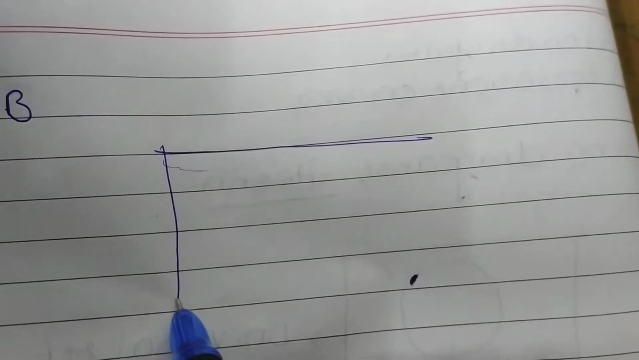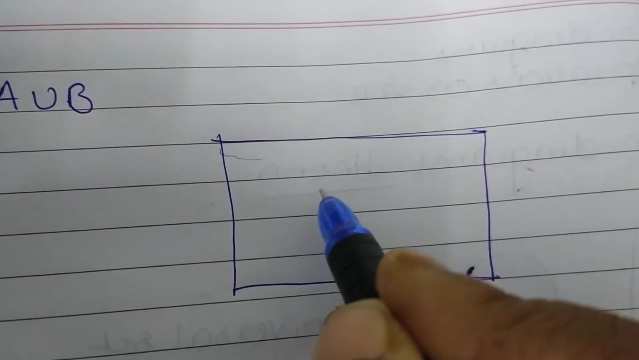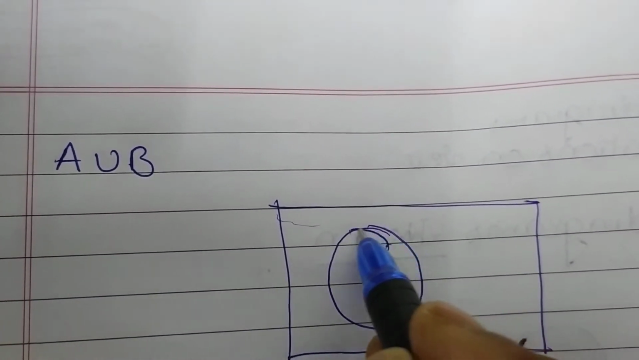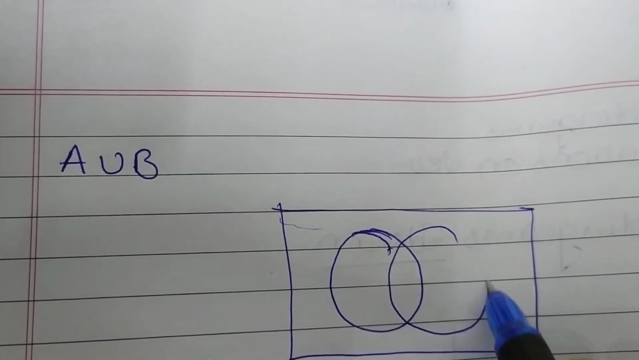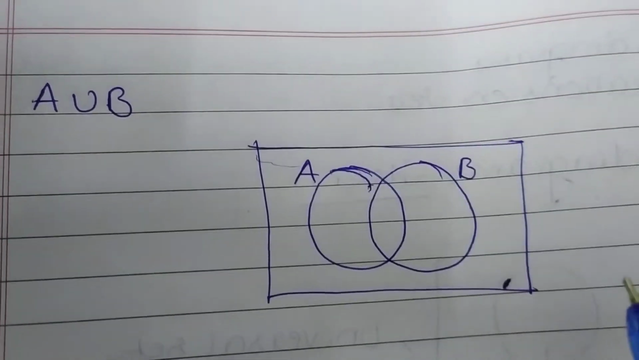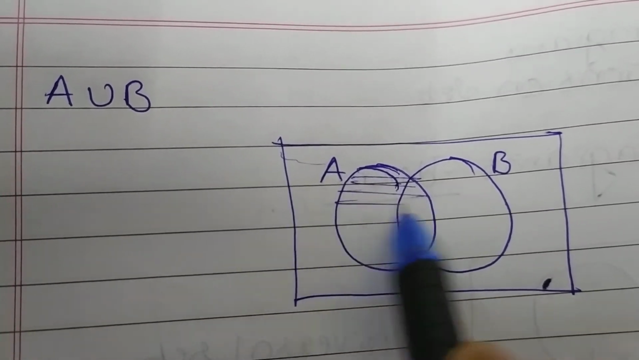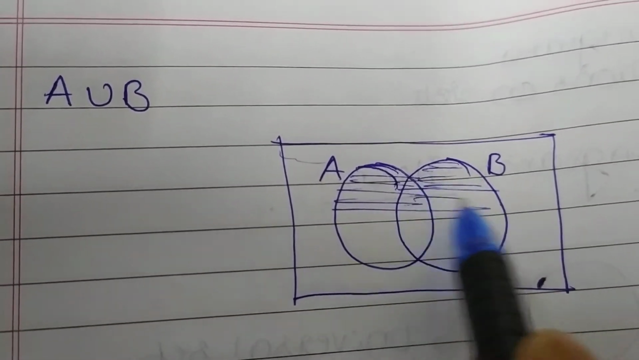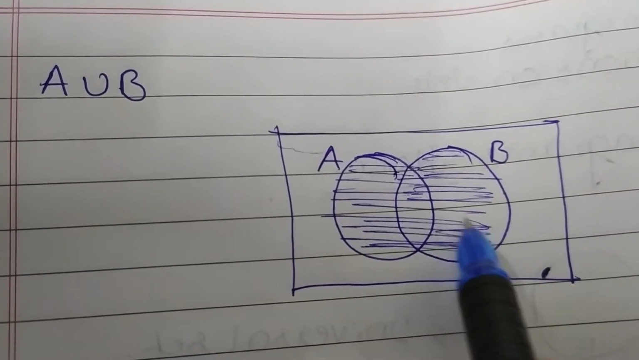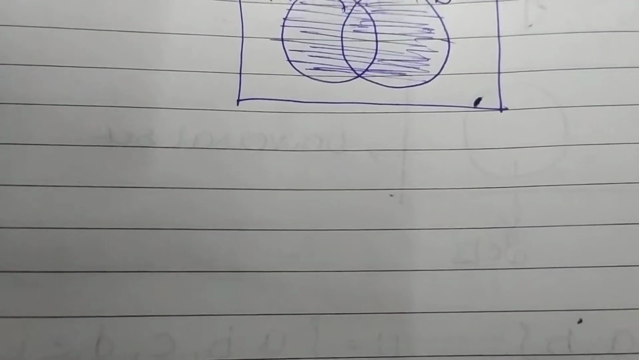So you will draw a rectangle to represent the universal set, and here two sets are there. So we will draw two circles like this, A, B. So A union B means it is the set containing all the elements of A and B. So like this we will represent A union B.